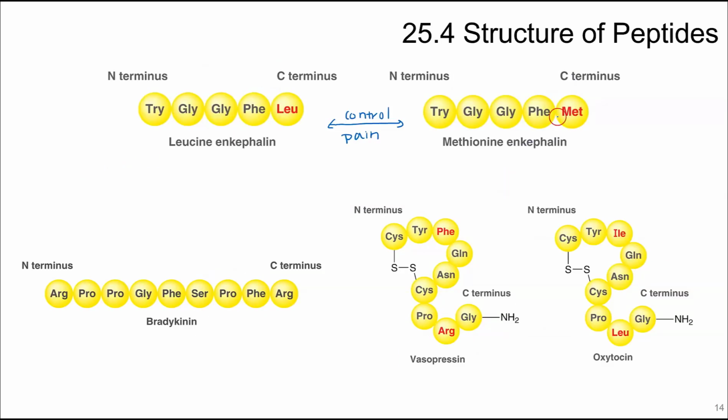Okay, so these are two sequences here of leucine enkephalin and methionine enkephalin. They differ by one amino acid. Both of these function in brain control of pain. And then we look at vasopressin and oxytocin, which only differ in a phenylalanine and an arginine versus isoleucine and leucine, and they have very different functions. Vasopressin causes reabsorption of water by kidneys, and it controls blood pressure, while oxytocin is what induces labor in pregnant women and stimulates milk production. So changing these amino acids changes their structure and their function.